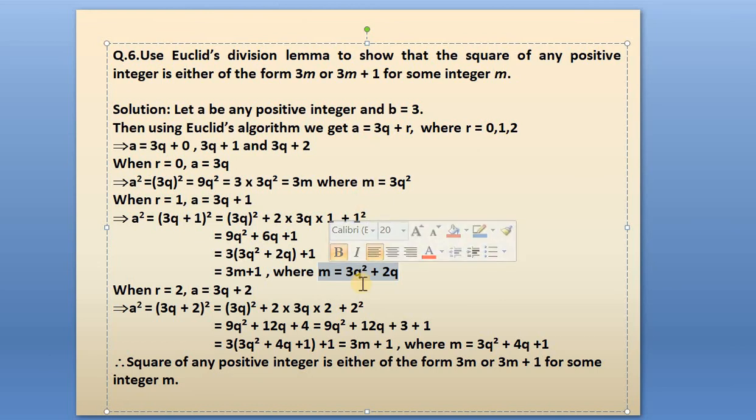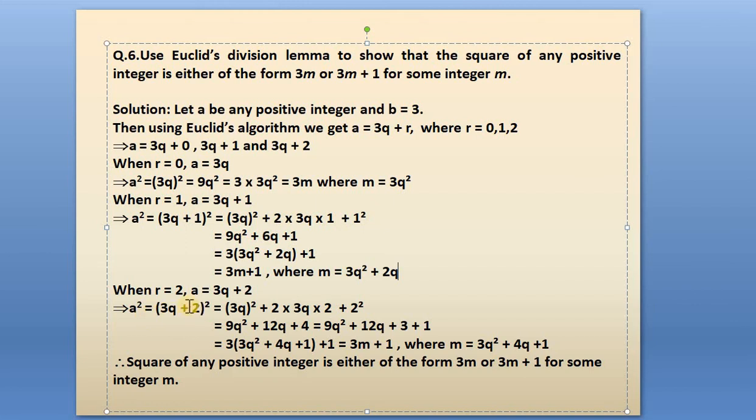It doesn't mean that this m and the earlier m are the same. Only this is a form. It can be expressed in the form of 3m plus 1, because these two can never be equal, as the remainder is different. So what we have done, we have squared that, then we have made it in the form 3m plus 1. Now let's go to the third case. When r is equal to 2, a is equal to 3q plus 2.